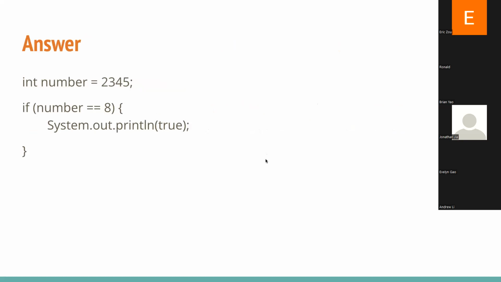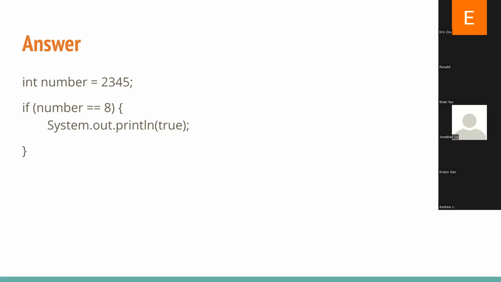So first, it said to create an integer called number. So that's the first line, int, the data type. And we named it number, and we just set it to 2345 for now. Doesn't really matter. And then the if statement. The purpose of the if statement was to print true if the number is equal to 8. So if, parentheses, number equals 8, then System.out.println true. So remember to have the double equal signs to compare the numbers.